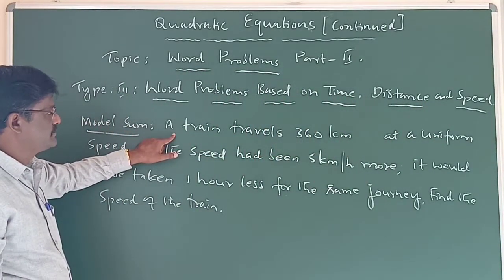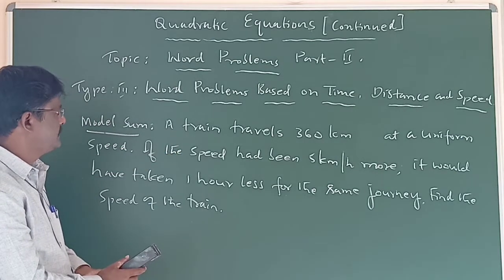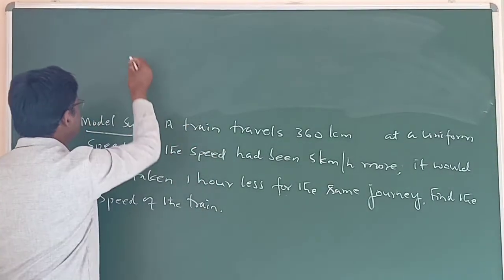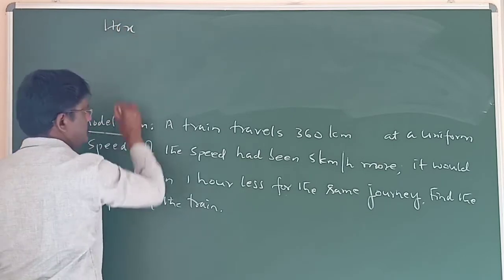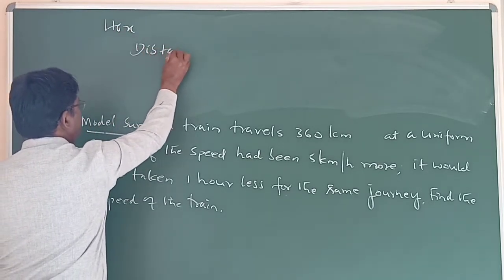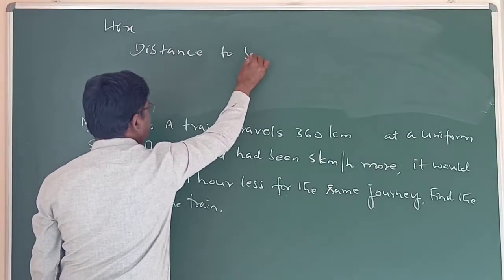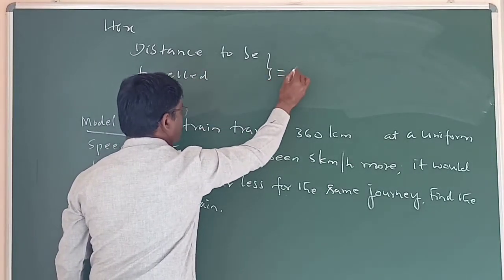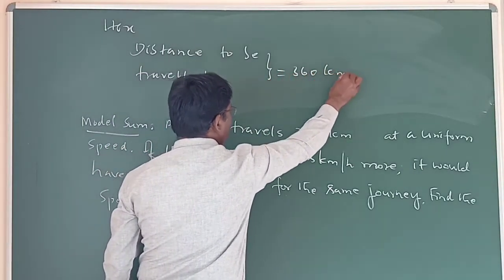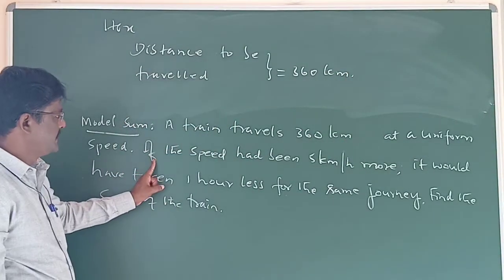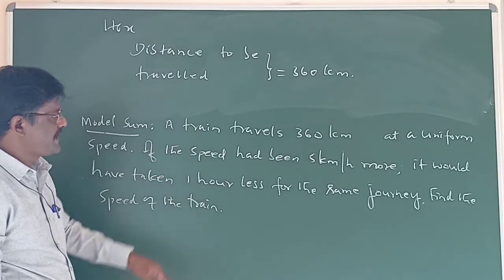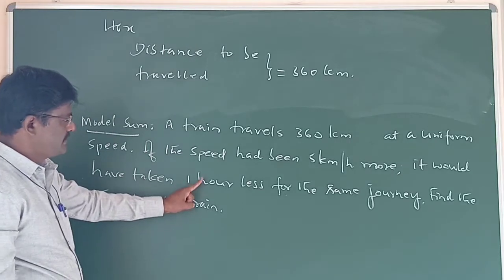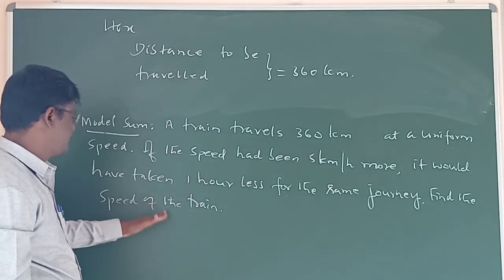A train travels 360 km at a uniform speed. Therefore, here the distance to be travelled is equal to 360 km at a uniform speed. If the speed had been 5 km more, it would have taken 1 hour less for the same journey. Find the speed of the train.